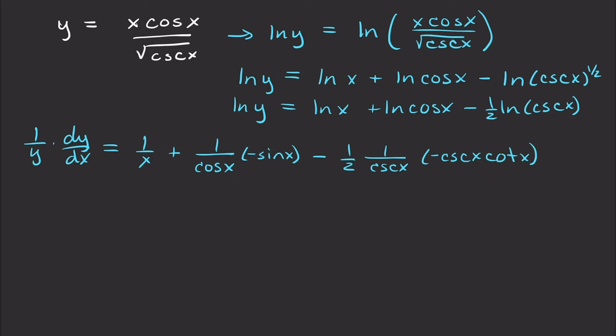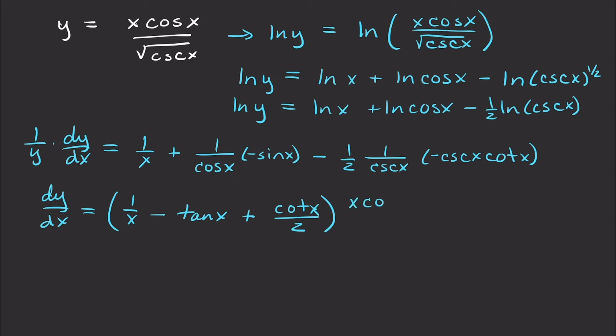Okay, and now we can simplify. So we have dy dx is going to equal 1 over x minus sine x over cosine, which is tangent, so tangent x, plus, or cosecant and cosecant will cancel, the minus signs will cancel, and we'll get cotangent x over 2. And then we had to multiply our y to the other side, so that's going to be x cosine x all over square root of cosecant.